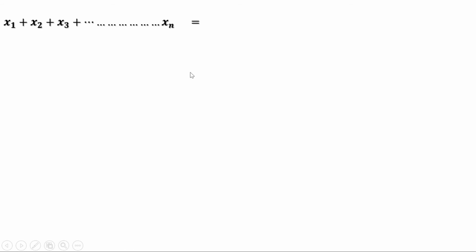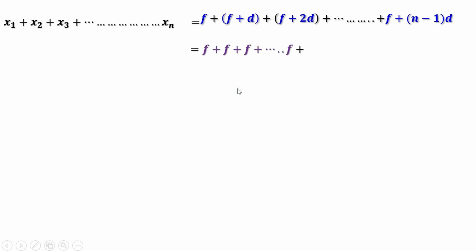We can take the first term as f, and we know the second term is first term plus common difference, or f plus d. Third term is first term plus 2 times common difference, or f plus 2d. And nth term is first term plus n minus 1 times common difference, or f plus n minus 1 d. As we have done earlier, let us take all the f's together, f plus f plus f plus etc. How many f's are there? There are n terms and there is an f in each term. So the number of f's is n.